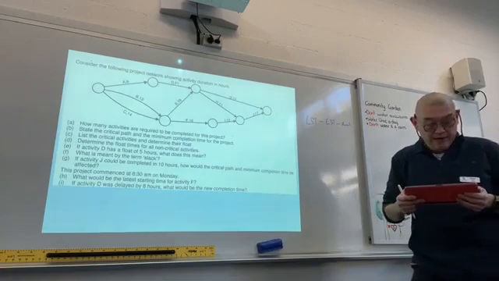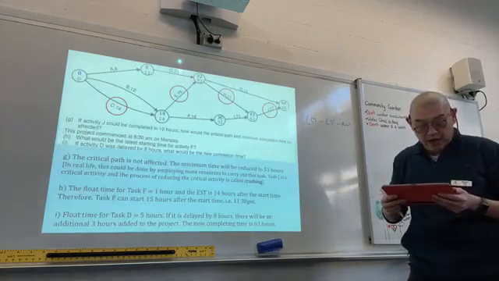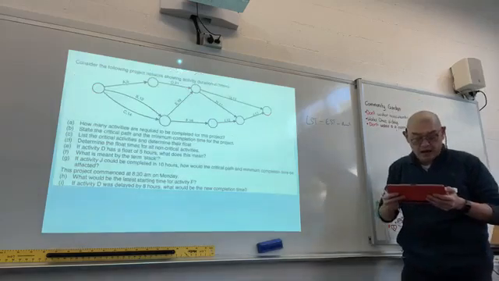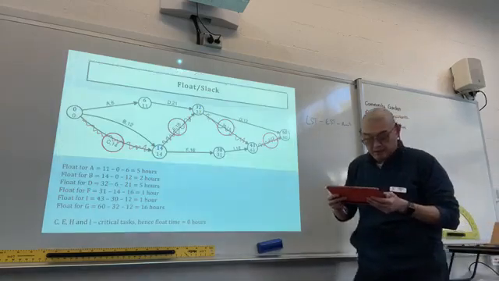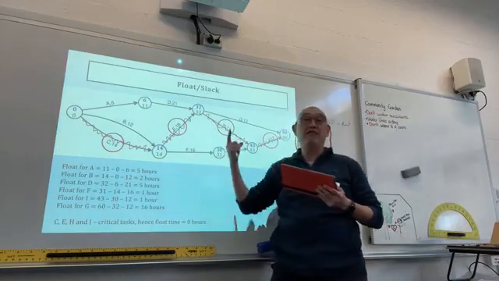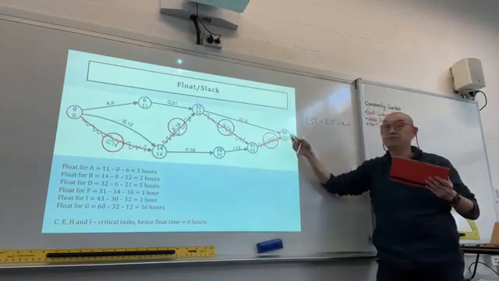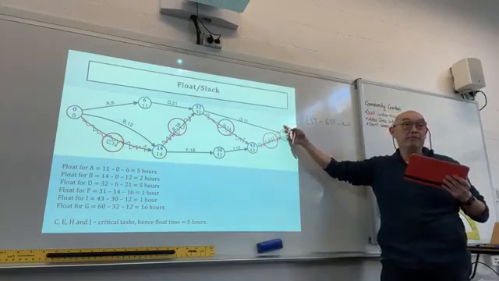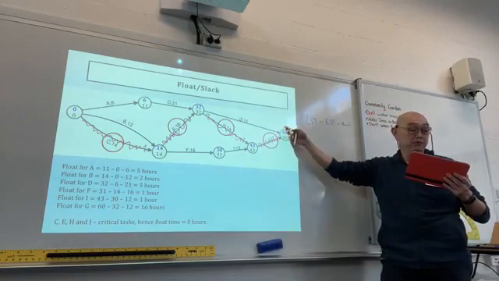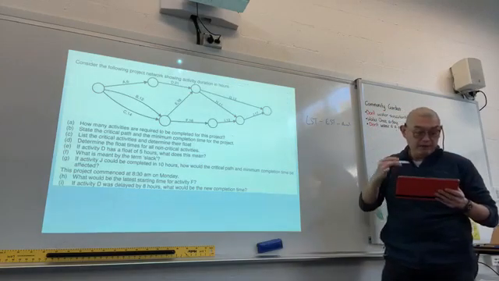Part E. If activity D has a float of 5 hours, what does this mean? So you have to be able to explain what float time means. Which means activity D can be delayed for 5 hours before it actually affects the minimum completion time. Now what is meant by the term slack?